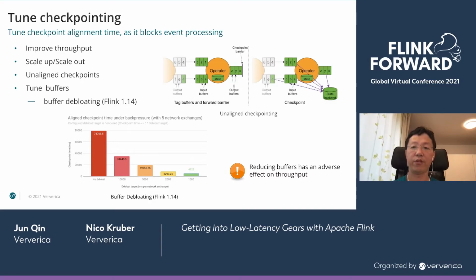The performance result here is from Flink's release blog post. By using buffer debloating, the checkpoint duration under back pressure is reduced from around 80 seconds to 5 seconds when the debloating target is set to 1 second. With this, I'm done with the first part of our talk, latency optimization. I'll hand over now to Nico for the second part.